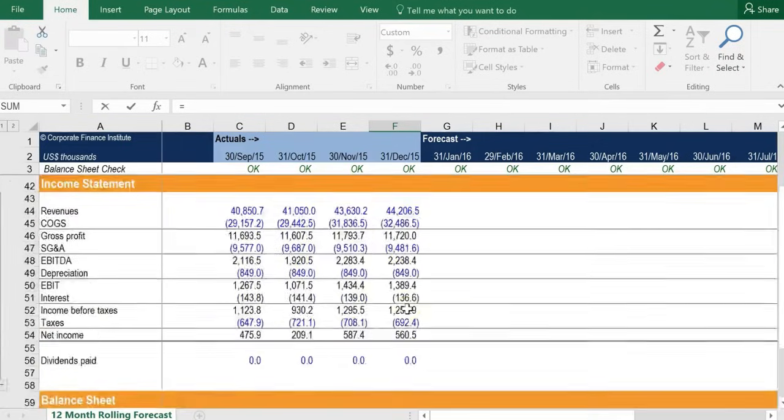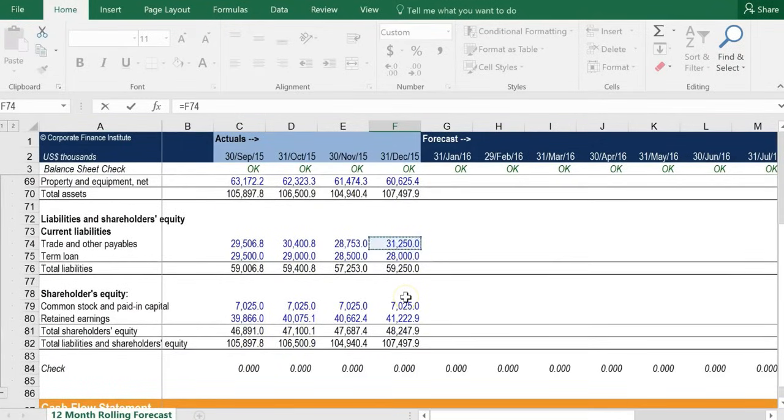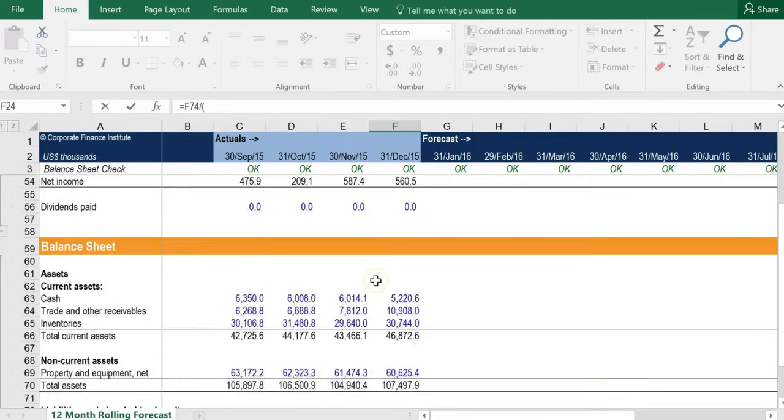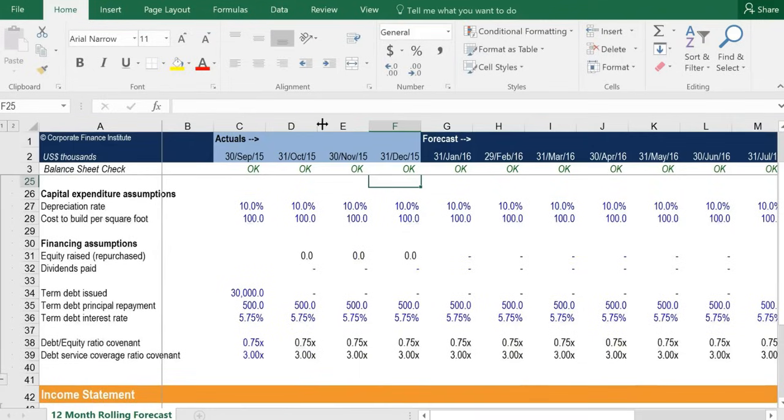Lastly, let's do accounts payable together. I'm going to set it equal to, on the balance sheet, accounts payable divided by the cost of goods sold with a sign flip times 12 to make it annual, and then times 365 days per year.